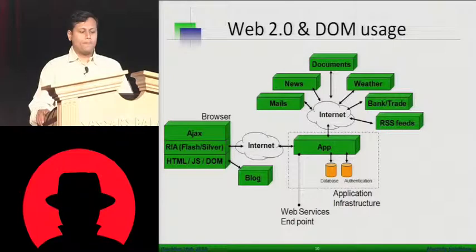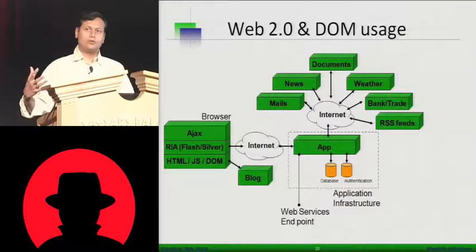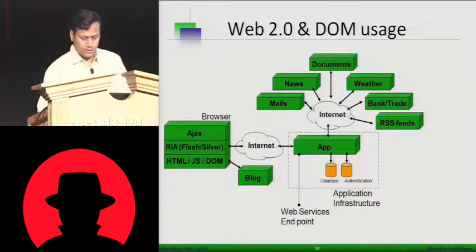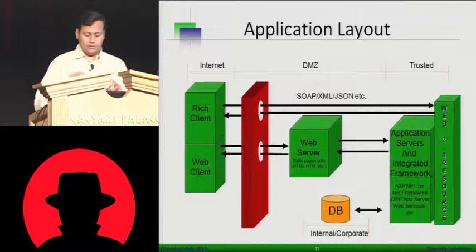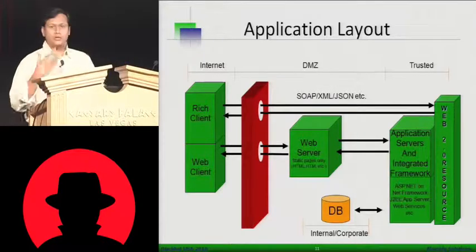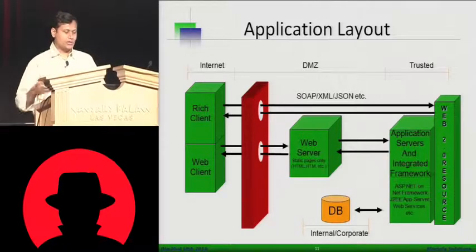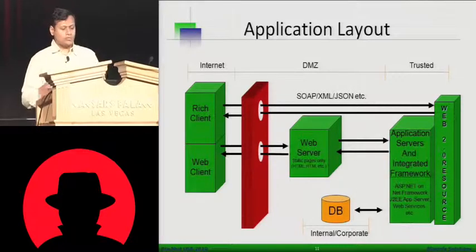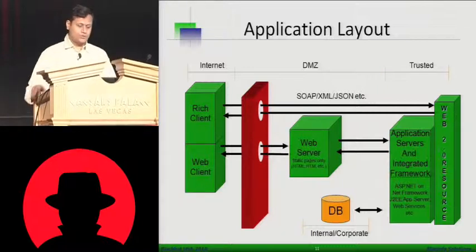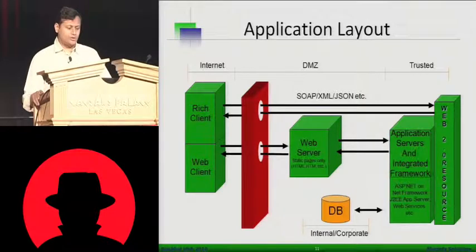So this is how your DOM usage will happen, where when you load a Web 2.0 application, your DOM usage would be pretty complex, and we will see how complex it can get. When we focus on the layout, you have a rich client and a web client. A rich client may be written in JavaScript, actually manipulating a DOM, and then you have a typical web client which is part of your browser. Then you go to the DMZ, where your web server is running, you make HTML, etc. Access the backend application server, it will access the database, and this is how the whole 2.0 application gets accessed.